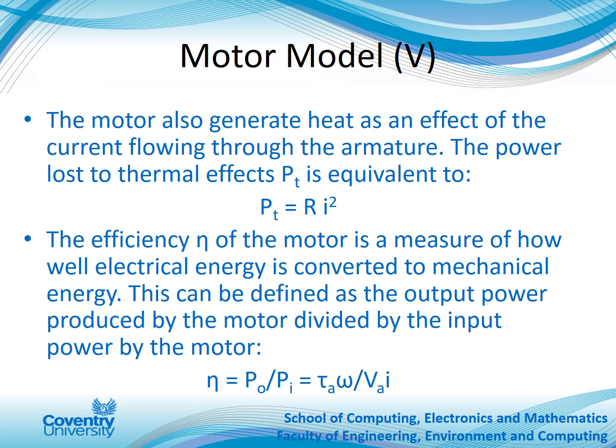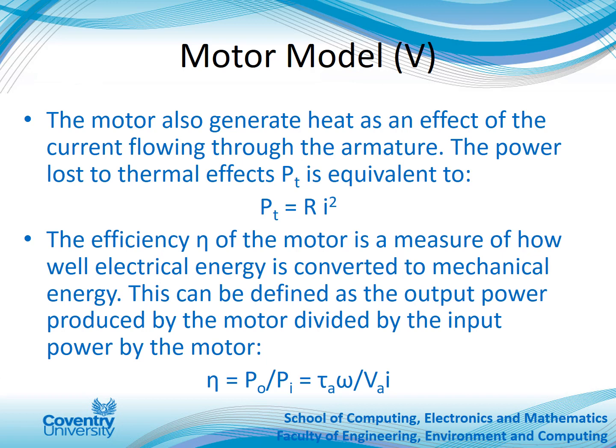However, as we all know when we've played around with motors before, the motor also generates heat as an effect of the current flowing through the armature. That's why we've got the armature resistance, or the nominal terminal resistance that I mentioned earlier. So the power loss to thermal effects, P_T, is equal to I squared R. It goes back to basic undergraduate electrical engineering concepts.